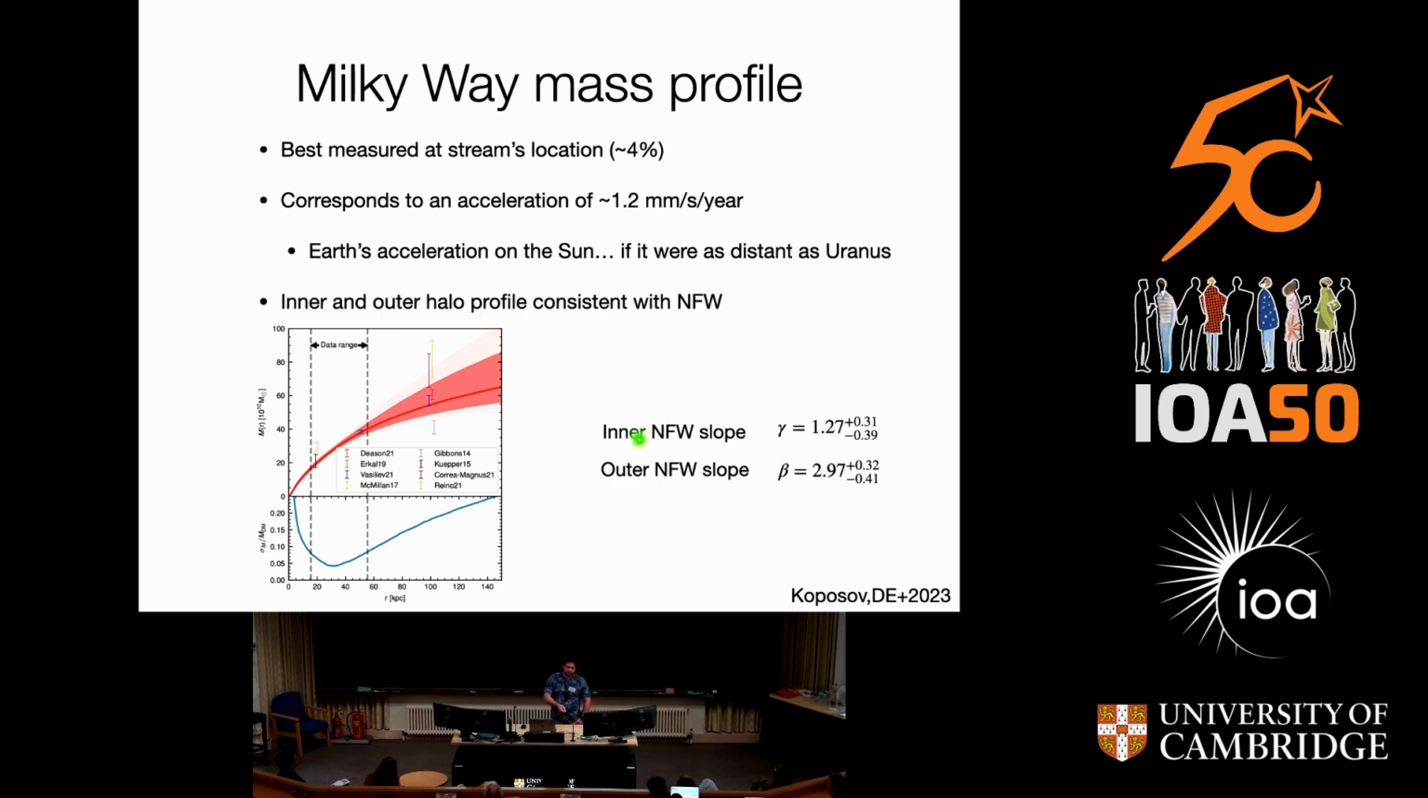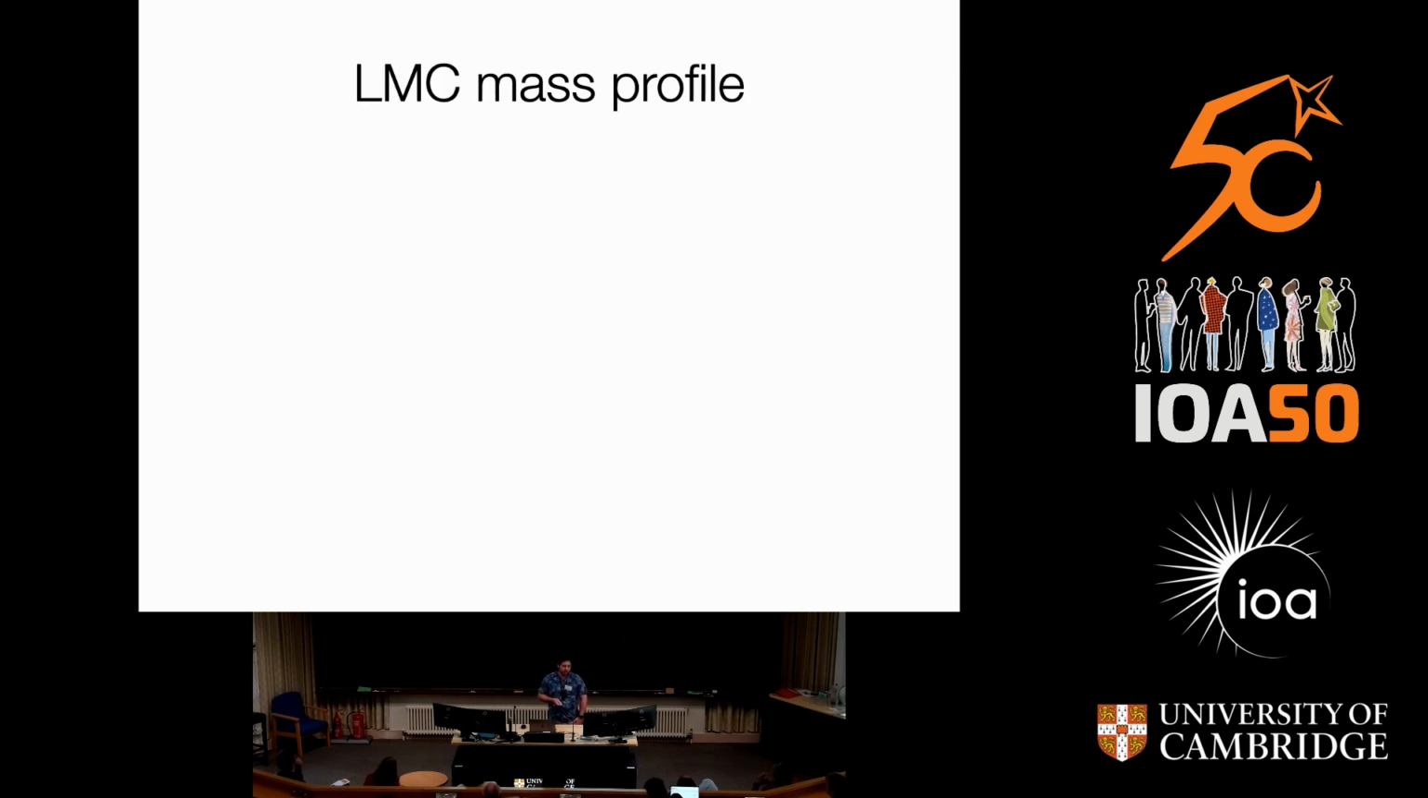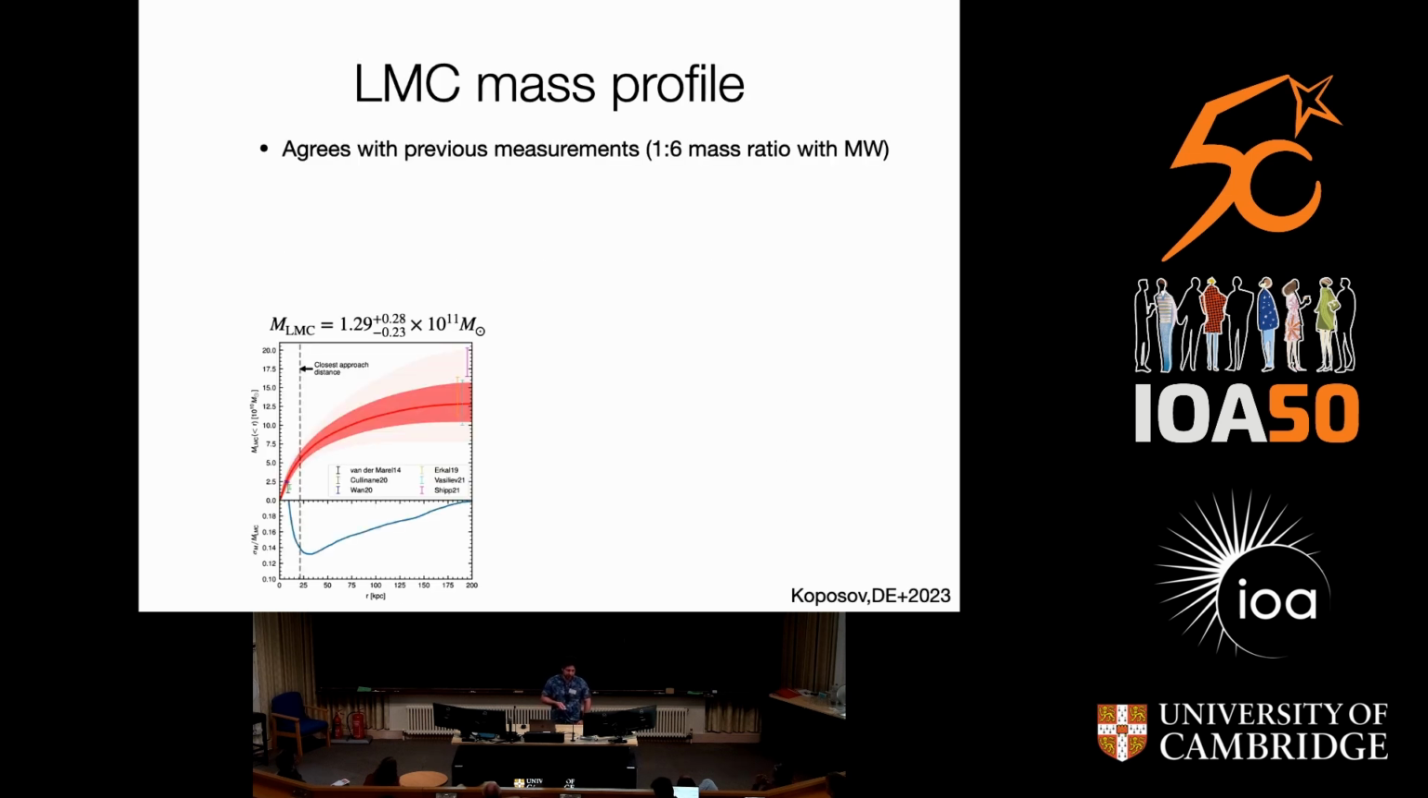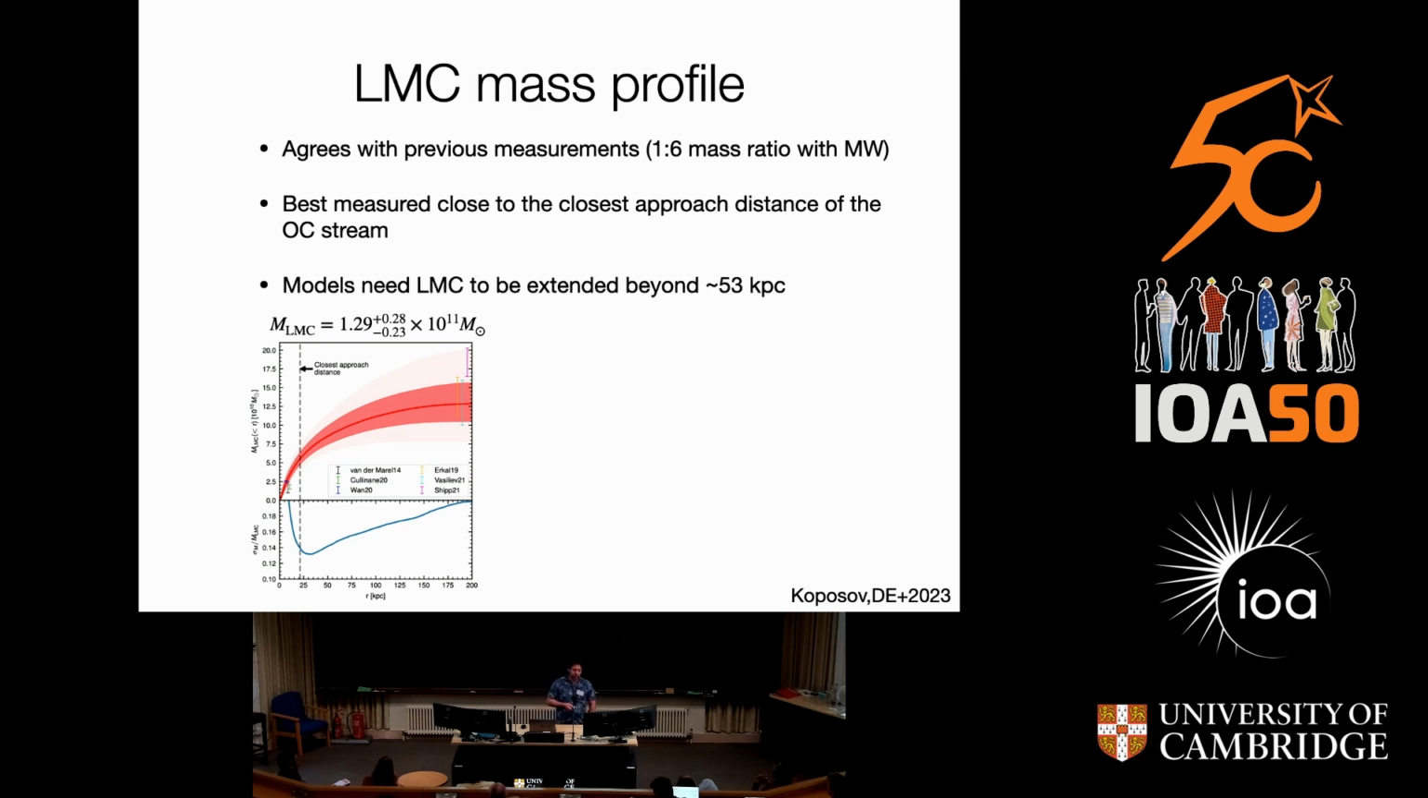And in terms of confirming CDM or not, we do find that the inner and outer slopes of the halo match predictions. We also measure the mass of the LMC. I'm going to fly past this, but because the LMC has kicked the stream, we measure the mass of the LMC, and it's really massive. It's 1.3 times 10 to the 11 solar masses, comparable to a 1 to 6 ratio with the Milky Way.